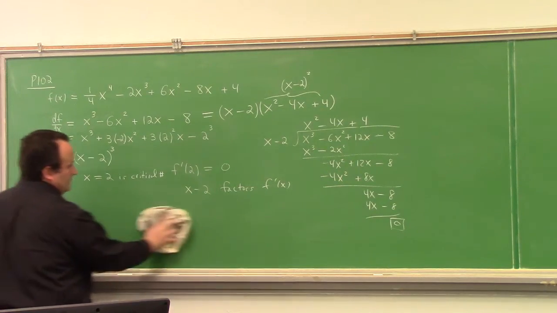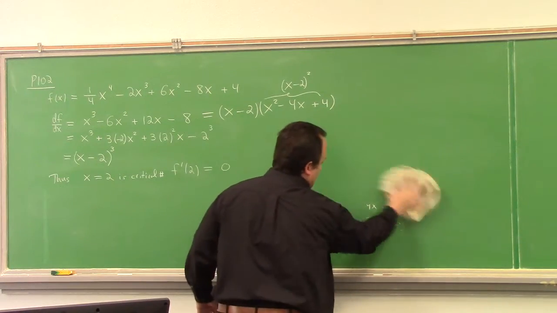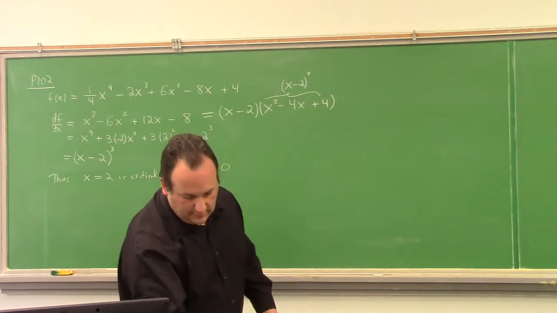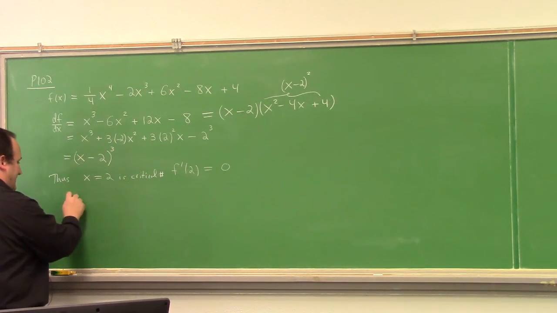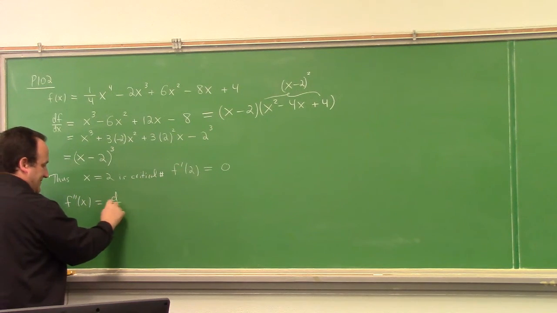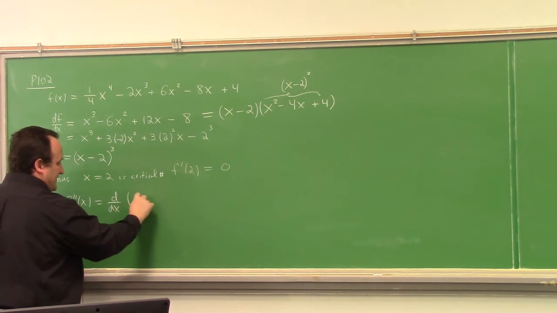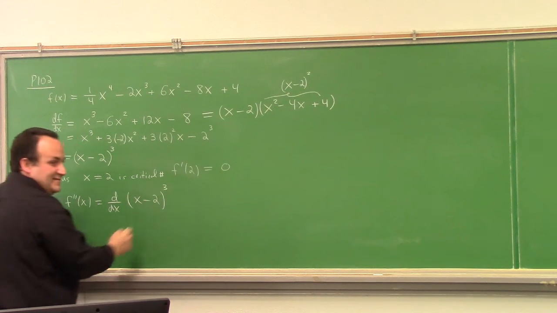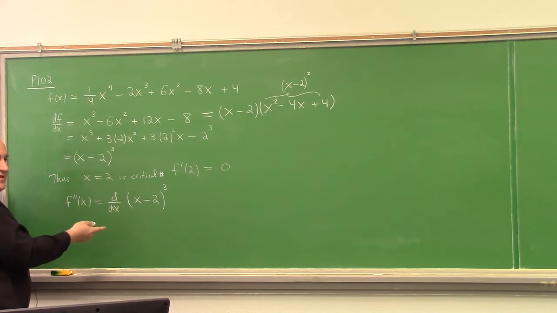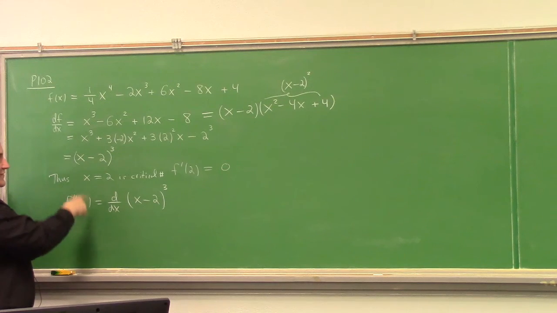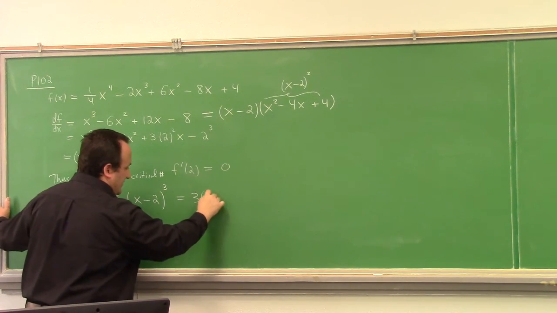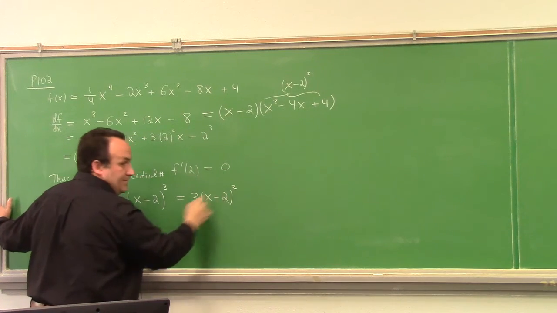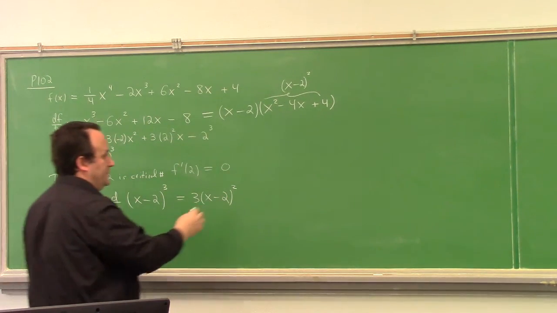So, notice f prime prime of x is really easy to calculate here, isn't it? Once you've found this, you could calculate the second derivative with the chain rule rather than by direct differentiation of that, and you get 3 times x minus 2 squared, right?